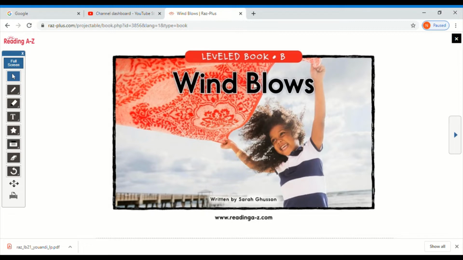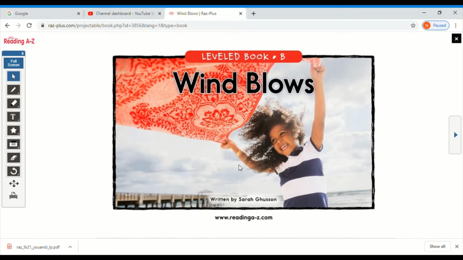The title of today's book is Wind Blows, and it's all about the things that the wind can blow and the different ways it can blow them. Now, the author of today's book is Sarah Gushin, and there is no illustrator because just looking at the cover, you can see this isn't a drawing, this is a photograph. So someone took pictures to make this book.